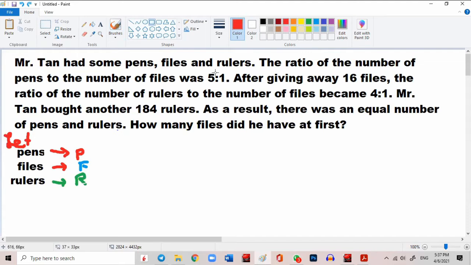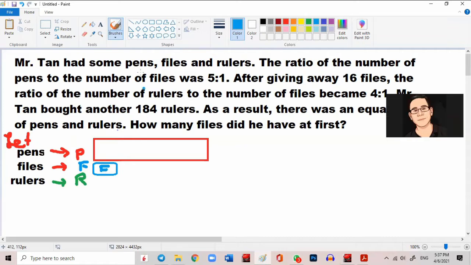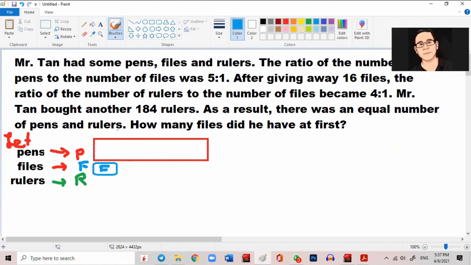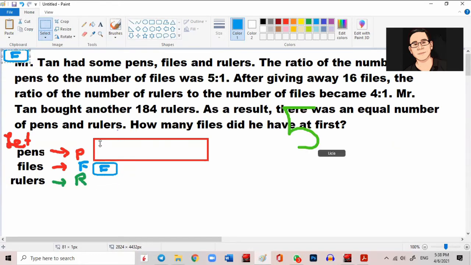So the number of pens to the files was 5:1. So the pens have 5 boxes, and if the files is 1 box, I call this file. So if the file is 1 box, the pens are how many boxes? Anybody tell me how many boxes do I draw for the pens?